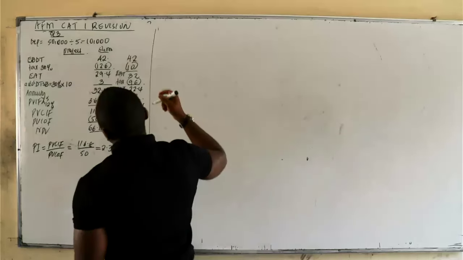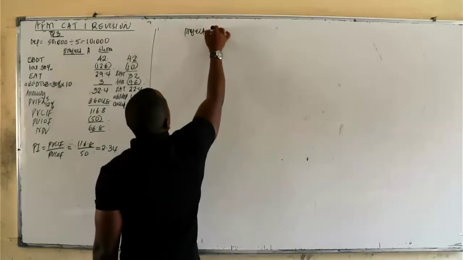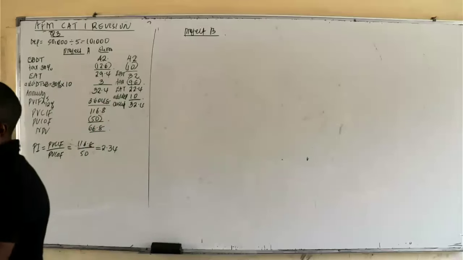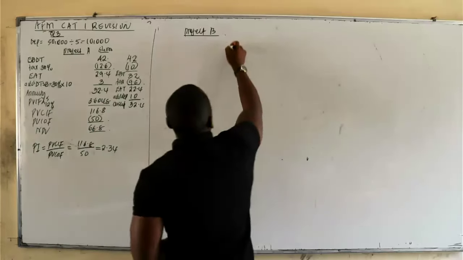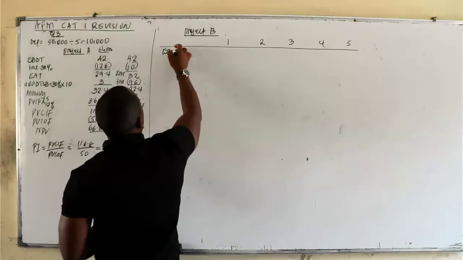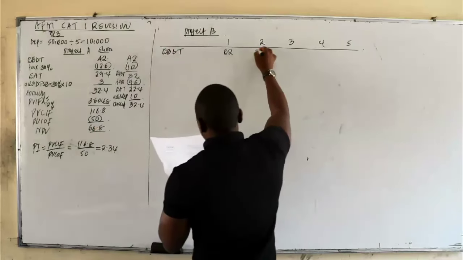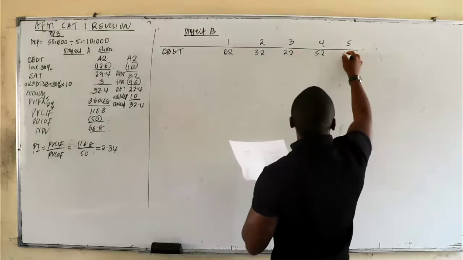Now let's go to project B. This was project A. Project B is also for 5 years, but the cash flows are not the same. So if the cash flows are not the same, we evaluate for each year: 1, 2, 3, 4, 5. So you have the earnings before depreciation and tax. Here we have 62, 32, 22, 52, and 52.